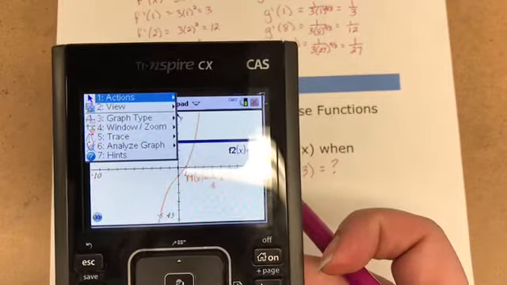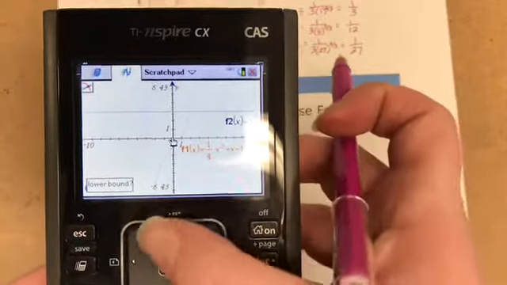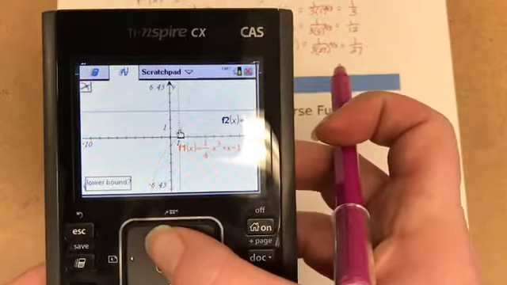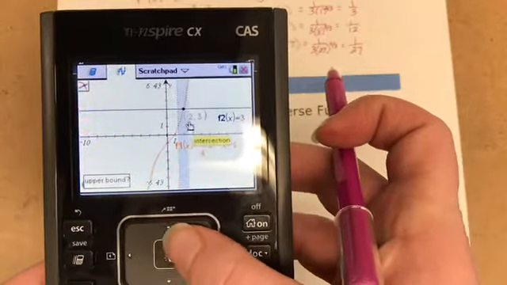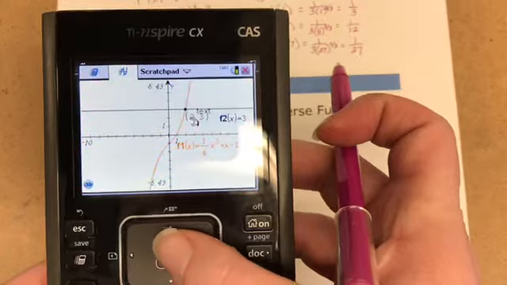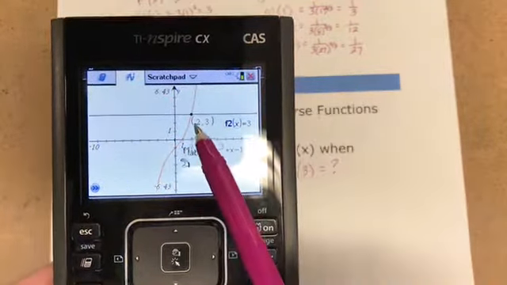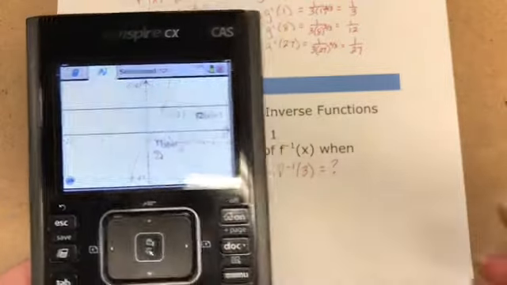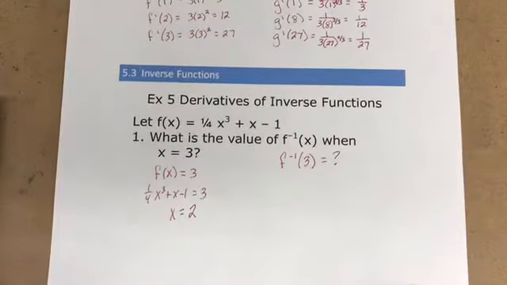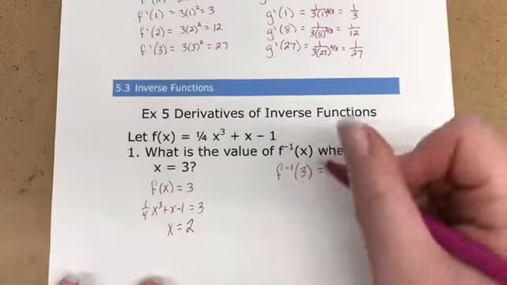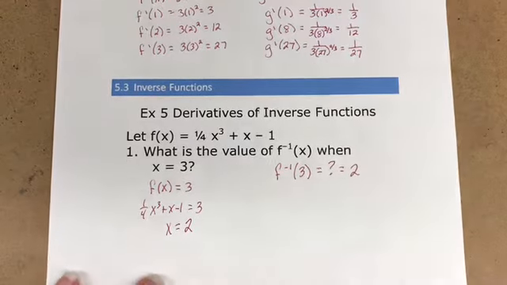So I'll go menu, analyze graph, intersection, and it wants to be on the left side, lower bound, upper bound. Basically it wants to know what's the section you want it to look at. And so it looks like my x value would be 2 when my y value is 3. So this means x would be 2. So I know f inverse of 3 then would equal 2.